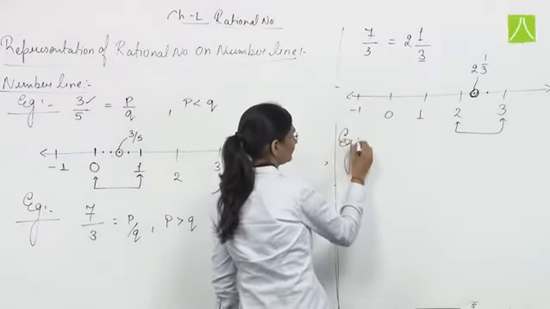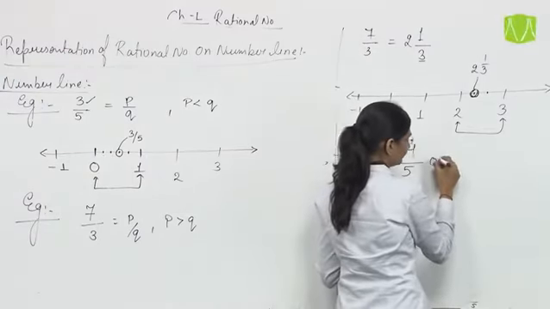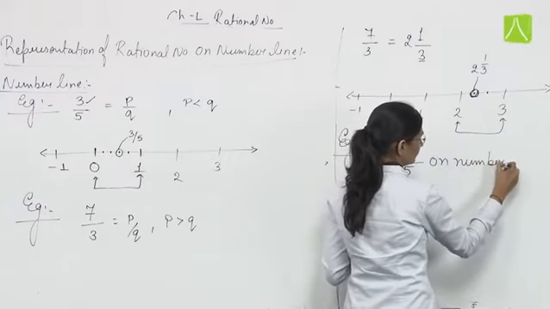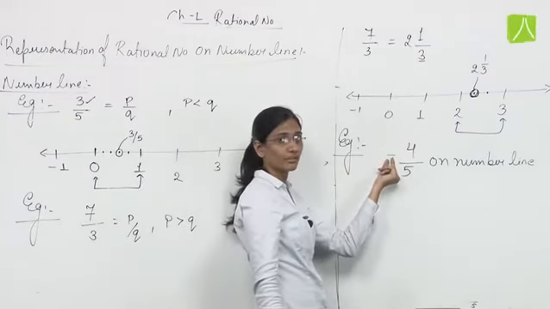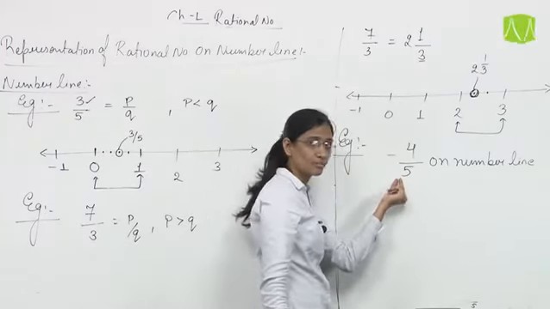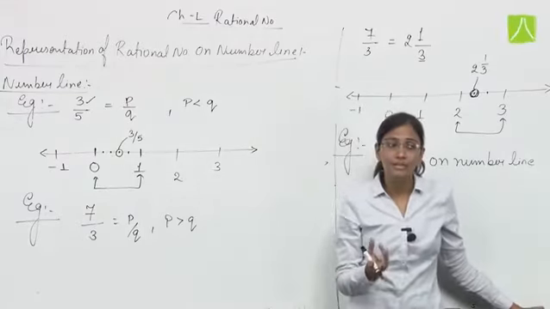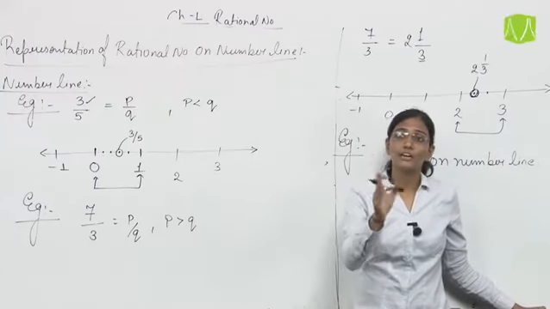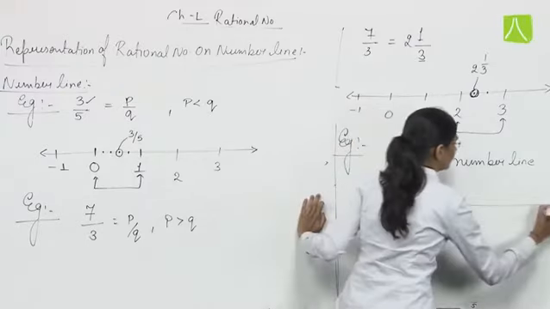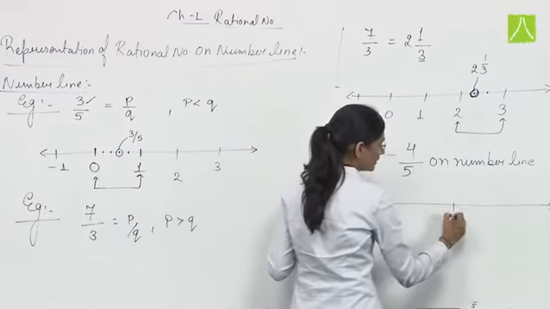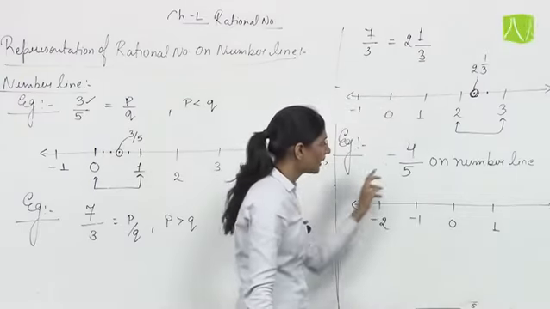Next example, let us represent -4 upon 5 on the number line. Numerator is negative, denominator is positive. Therefore, this rational number is a negative rational number. Negative rational numbers lie on the left side of 0 on the number line. Zero, 1, -1, -2.